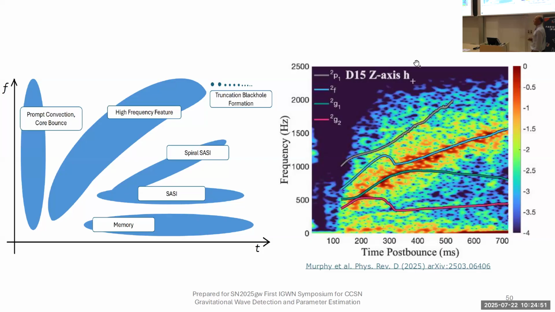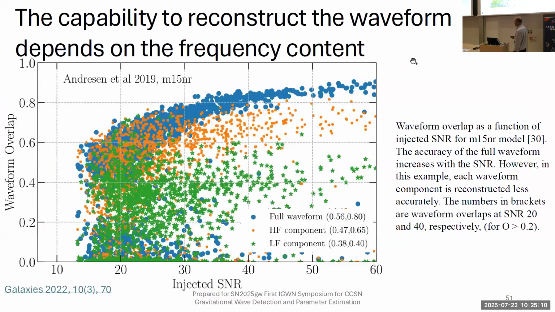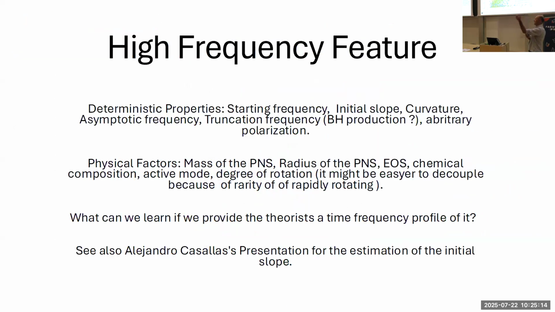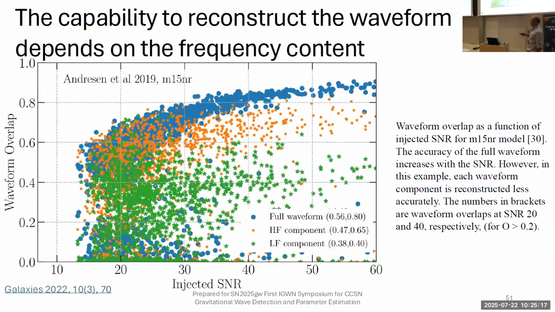And the key thing from our point of view is that we can only provide you features of the spectrogram. What can we do using the features of the spectrogram in terms of frequency evolution and temporal separation, and maybe polarization? One thing I wanted to highlight off the bat is that the reconstruction capability will be frequency dependent because of the noise properties.